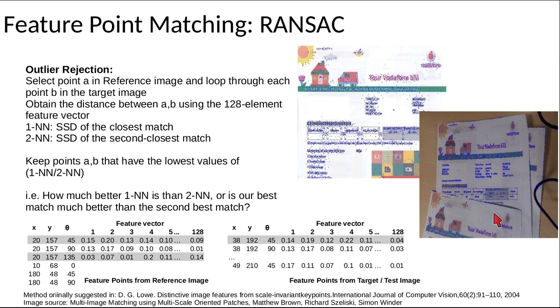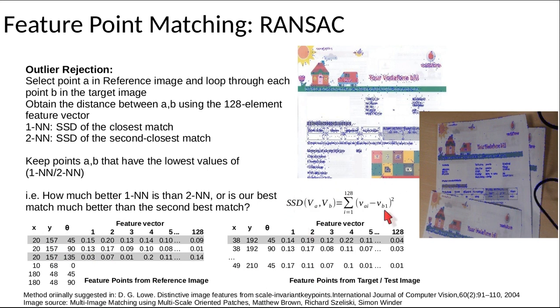Similarly, for this image, this would be the feature point table and the feature vector. Some of the feature points could be repeated with multiple values of theta. So for instance, this particular feature point 20,157 has 3 orientations. Similarly, in the test image, this feature point 38,192 has 2 orientations, whereas this feature point has only 1 orientation. So every x, y coordinate which corresponds to a feature point might have multiple orientations and multiple feature vectors associated with it. This will happen both in the reference image and the target image.